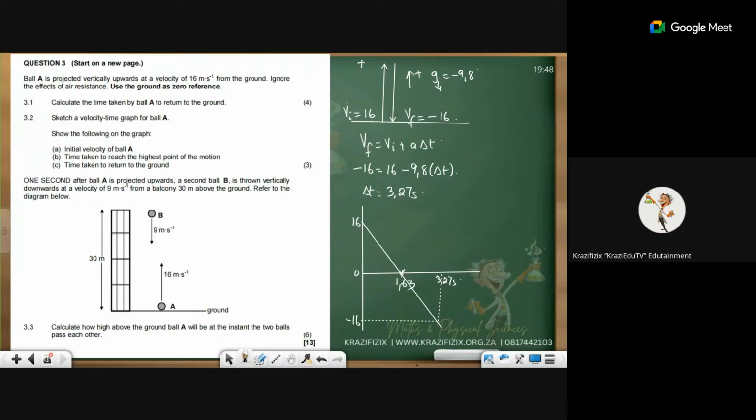One second after ball A is projected, a second ball B. Now, 1 second, very important. Ball B is thrown vertically downwards at a speed of 9 meters per second from the balcony, 30 meters above the ground. Refer to the height below. Calculate how high above the ground ball A would be at the instant the two balls pass each other. First thing, it's not half.